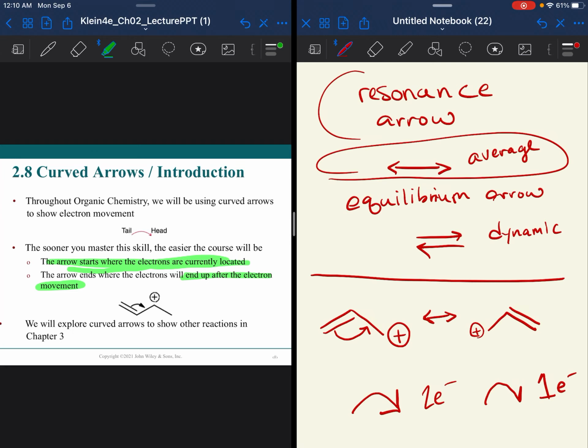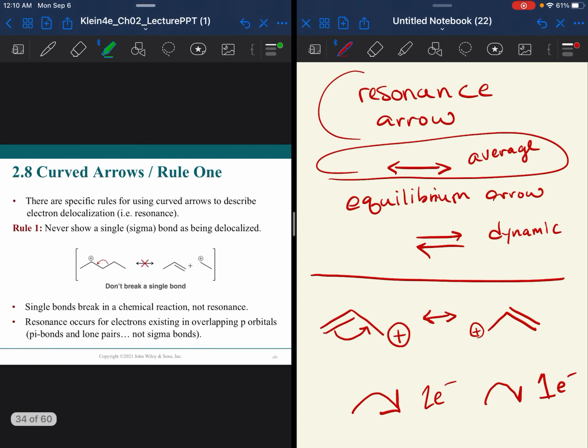And then in your homework, if you're asked to put arrows in place, you're going to have the option of a double barbed or a single barbed arrow. And it's important. One communicates 2 electrons, the other communicates 1 electron. So you have to know what you're doing, right? You have to be detail-oriented here.